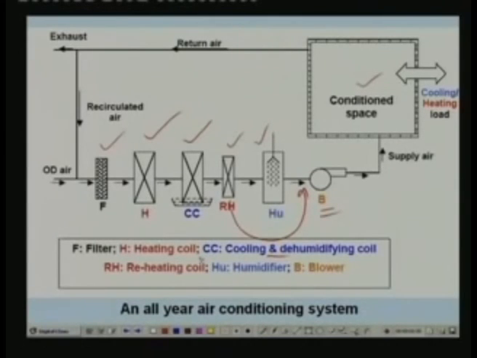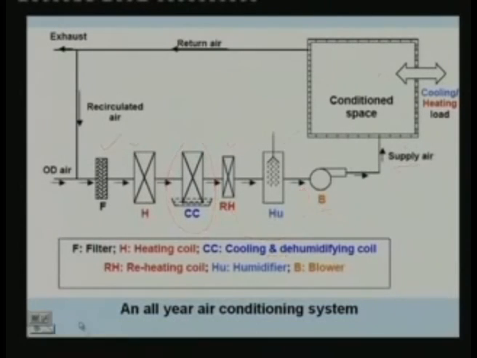So, in winter we require heating and humidification. In winter you do not have to run this cooling and dehumidification coil, so this is not operational. The heating coil is on, the reheating coil is on, the humidifier is on. So, you can achieve heating and humidification and you can get hot and humid air here during winter, right.